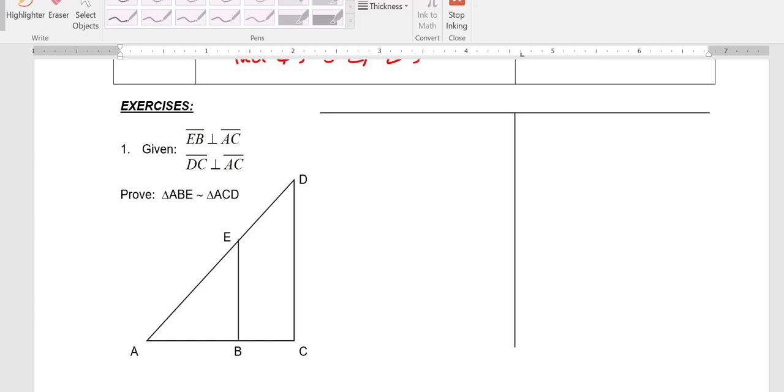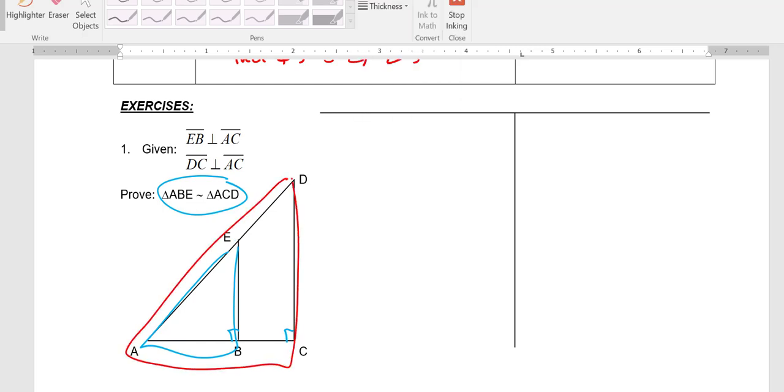So this proof says it's given that these are perpendicular, so that's a right angle here, it's a right angle there. And that's it, that's all it says. And then it says prove that this triangle is similar to the entire triangle, so the big triangle. Okay, and so step one is given. Step two, hopefully you can see that you have right angles there. So angle EBA and angle DCA are right angles.